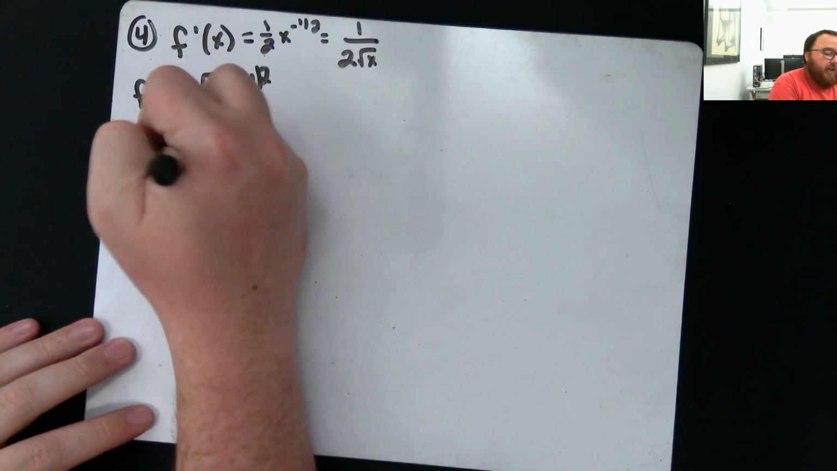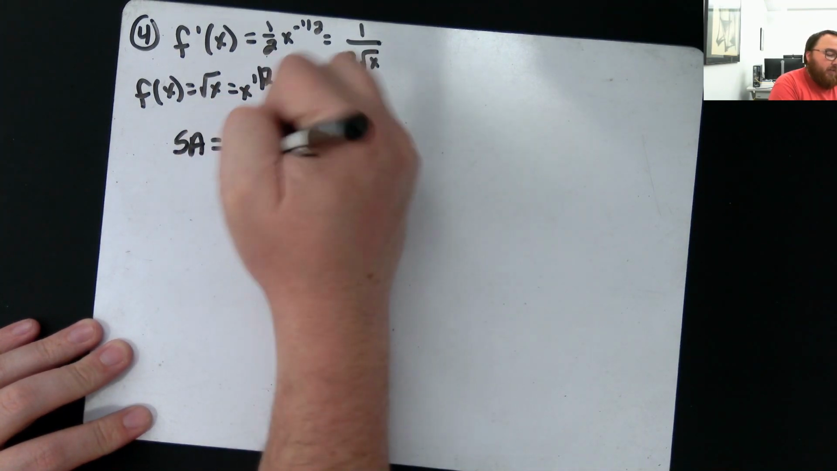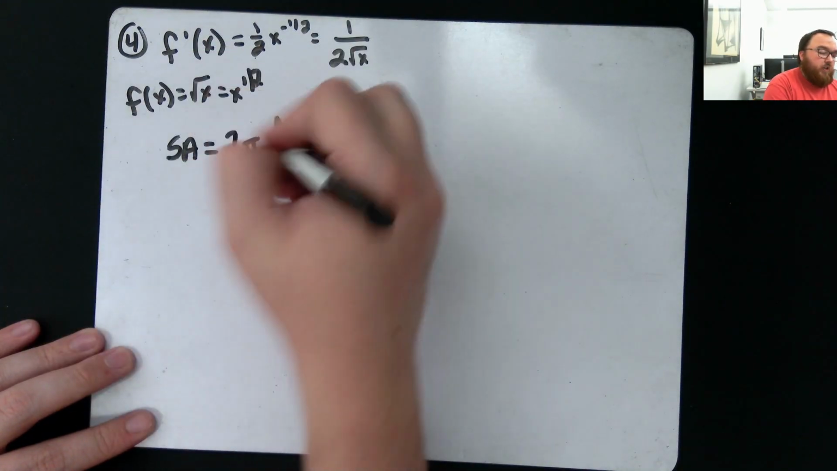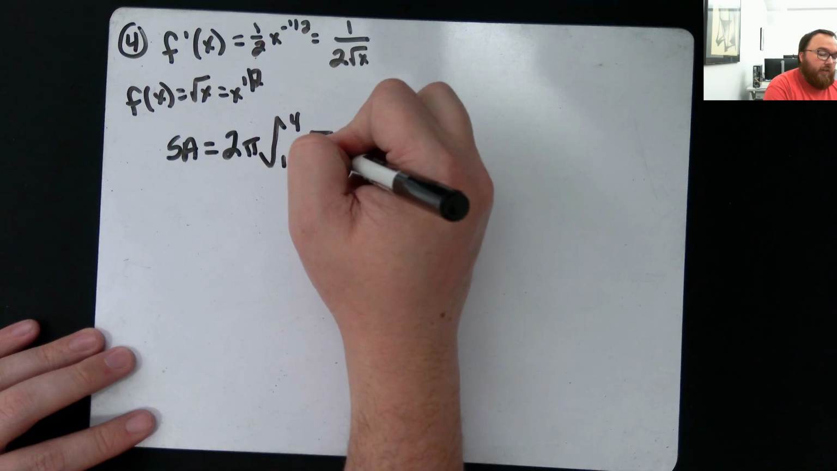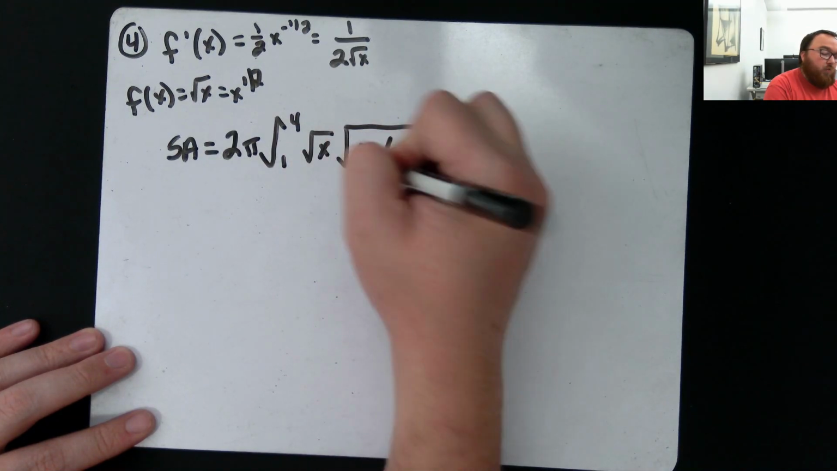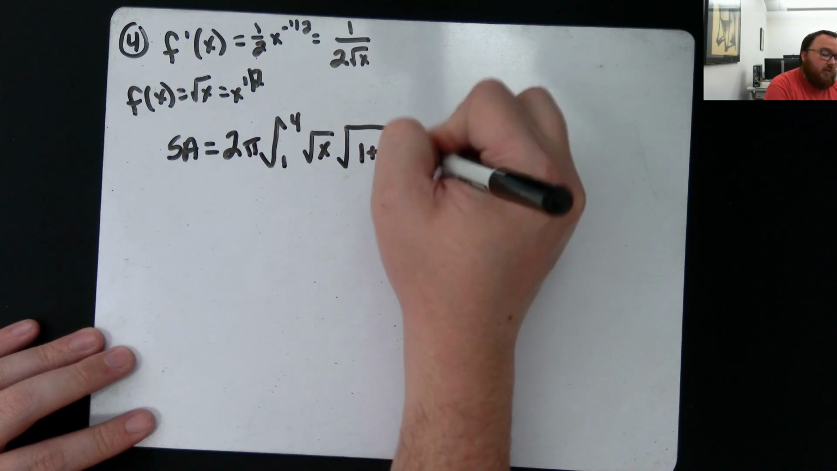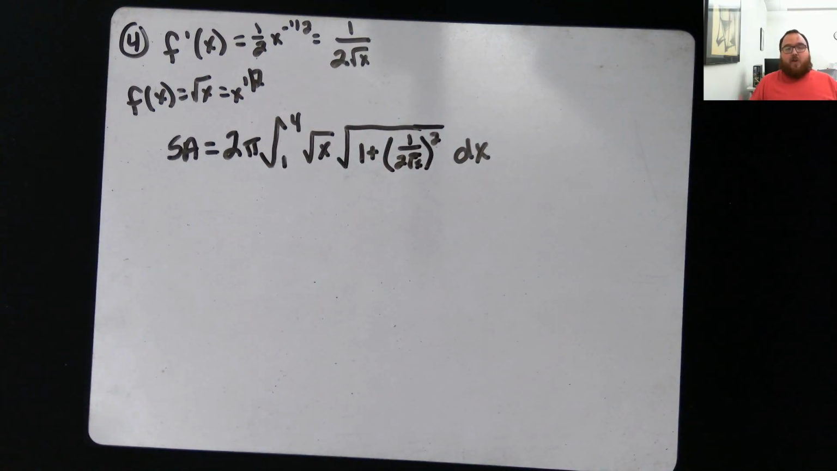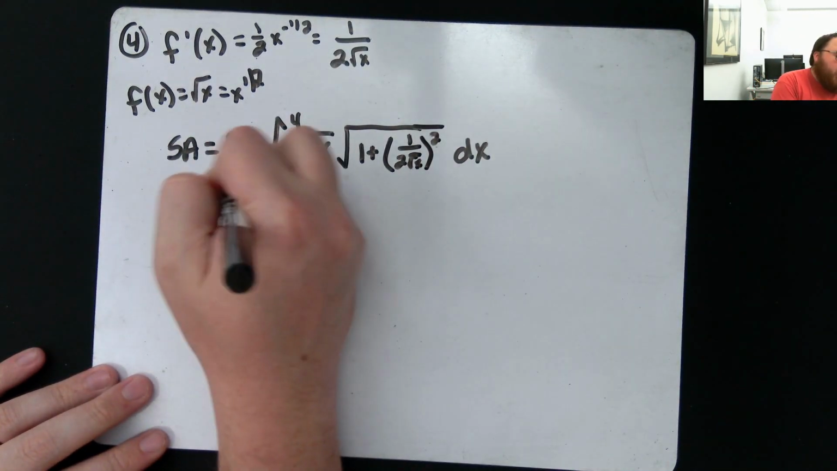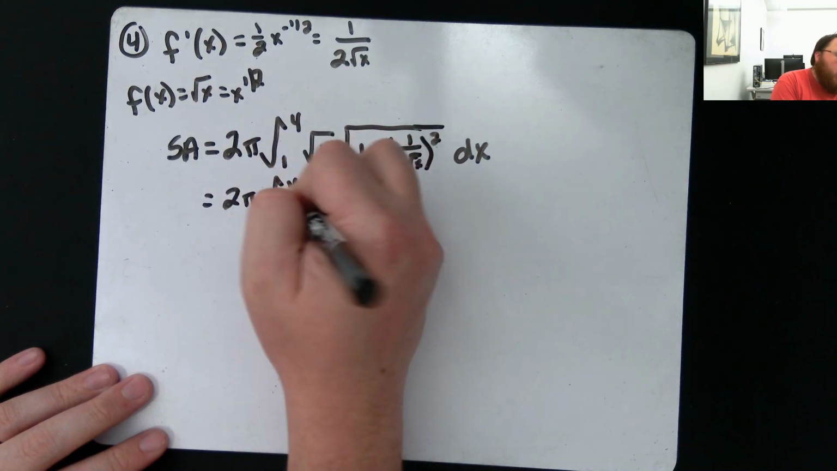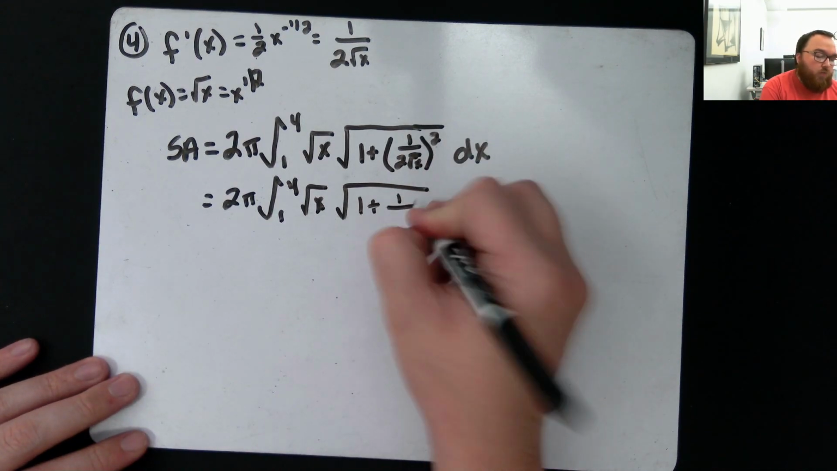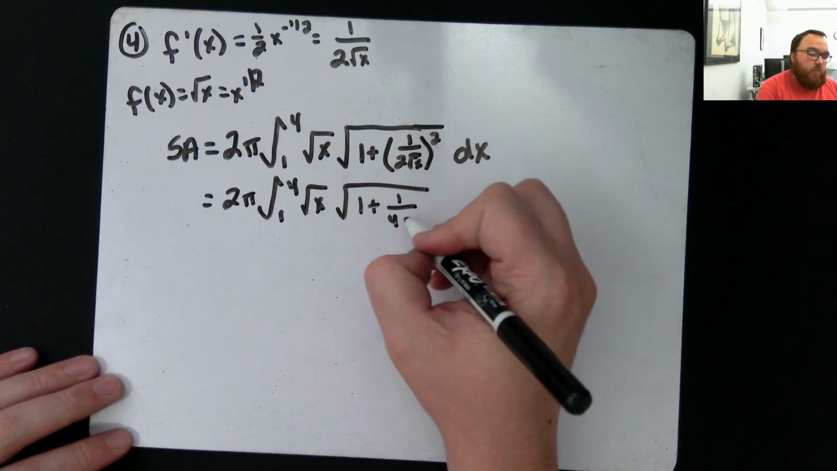So this means the surface area is going to be equal to 2 pi integral. My bounds here are 1 to 4. The function first, so square root of x times the arc length. So square root of 1 plus the derivative, which is 1 over 2 square root of x squared dx. Now this is another thing people always get scared because this looks hard, but it's not. Watch it work out really nicely. So this is going to be 2 pi integral 1 to 4 square root of x times the square root of 1 plus 1 over 2 squared is 1/4, square root of x squared is x.